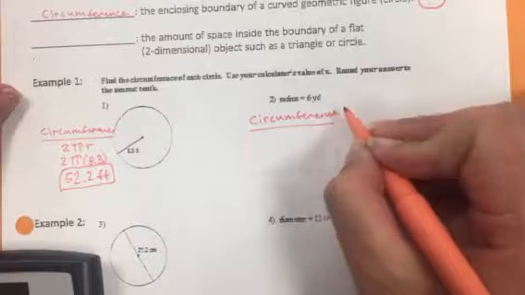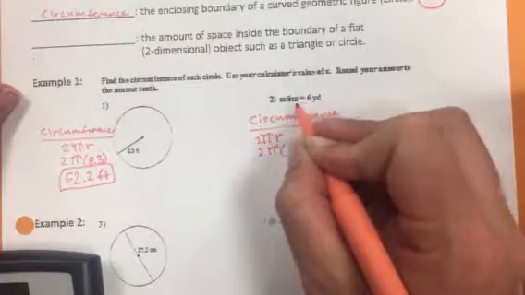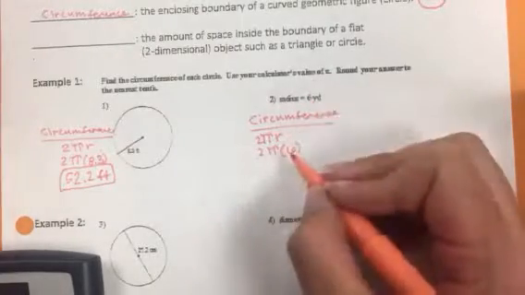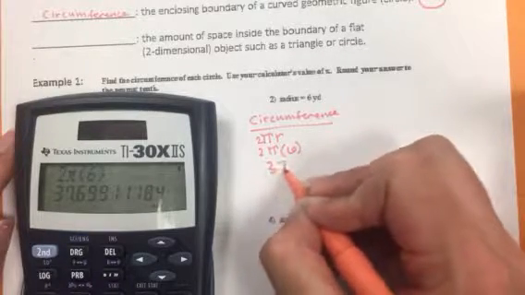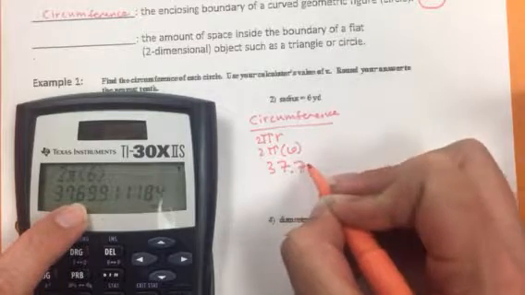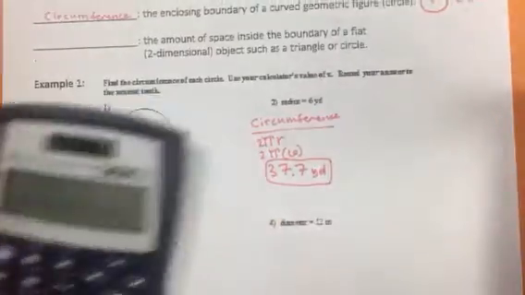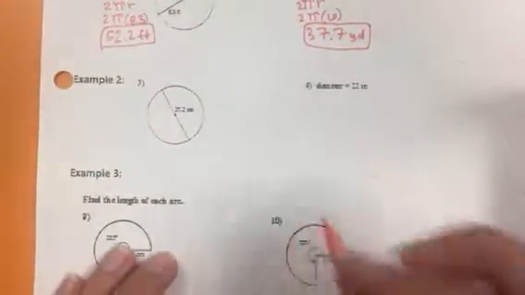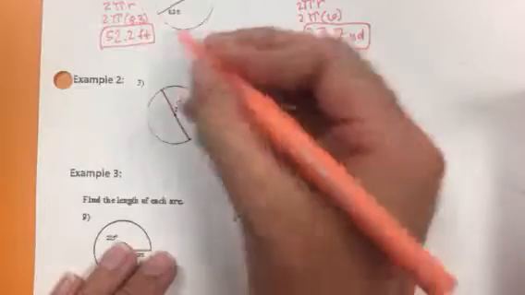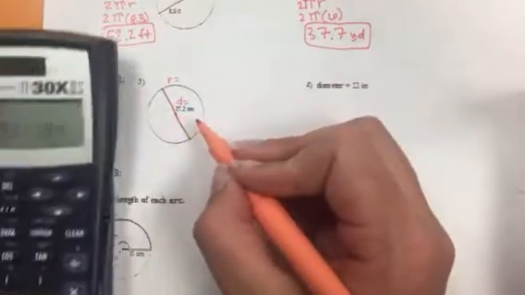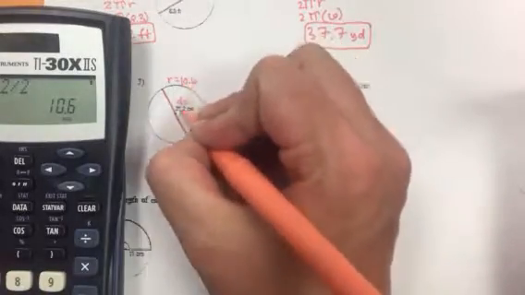Circumference. We have 2 pi r. The radius for this one is 6. 2 pi times 6 is 37.7, which rounds to 37.7 yards. On this one, I have a diameter, but I just want the radius. So I take the 21.2, divide it by 2, and that gives me the radius because I only need half of it.